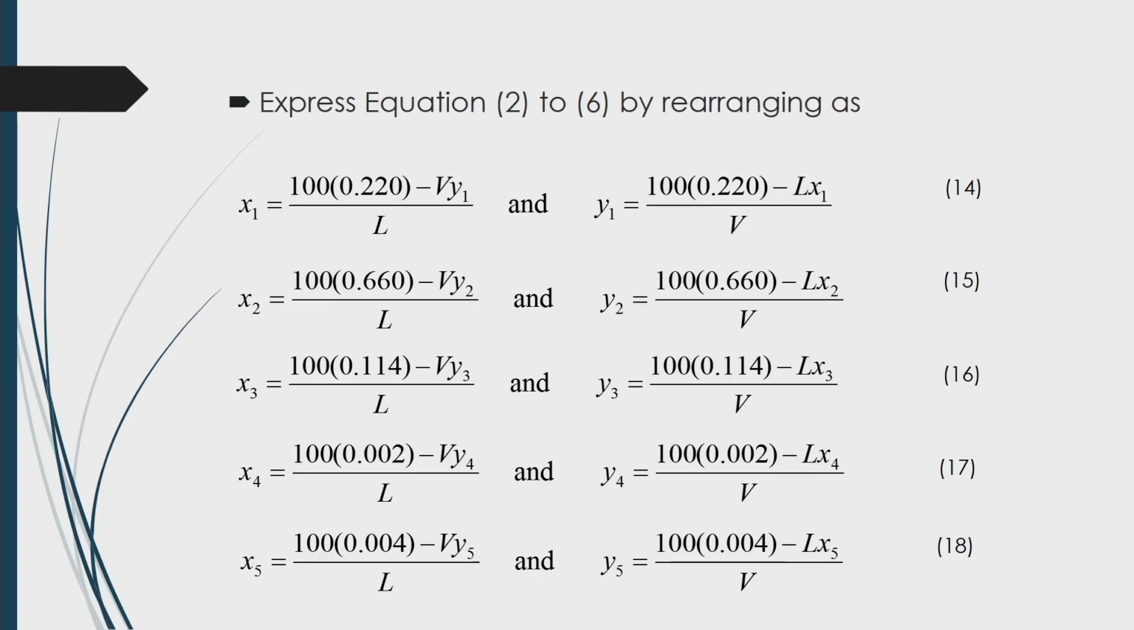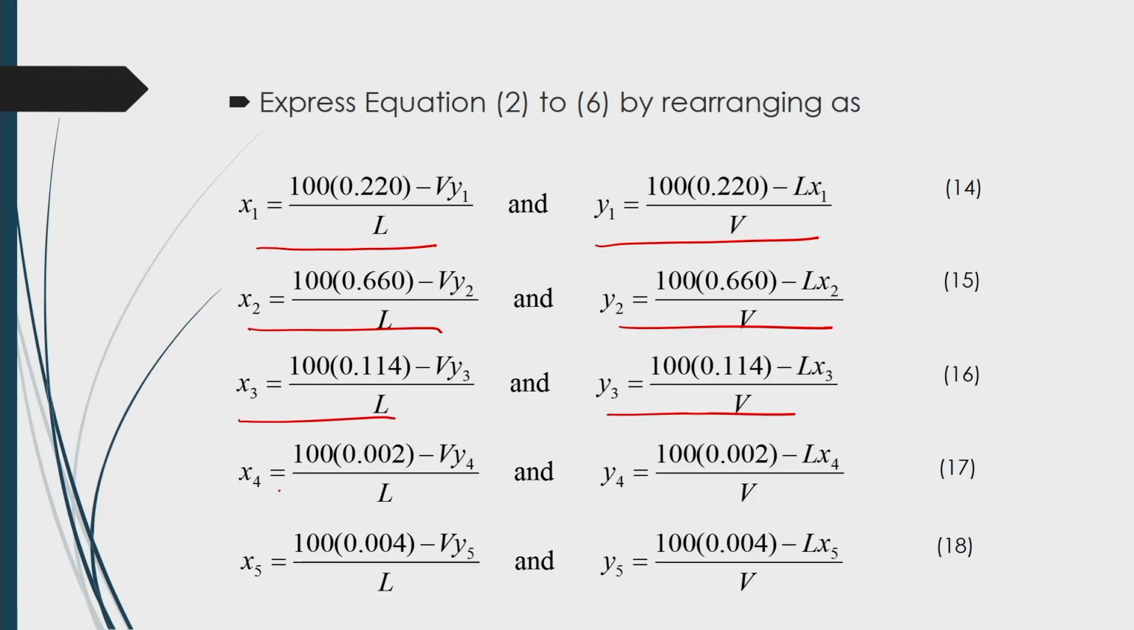Next, you have to express this equation 2 to 6 by rearranging it. What should be the mole fraction x1, what should be y1, x2, y2, similarly x3, y3, x4, y4, and also x5, y5. So, by equations 14 to 18, you can express the mole fraction of each component based on that material balance, in terms of the unknown values of liquid composition and vapor composition, and also the unknown amounts of liquid and vapor.